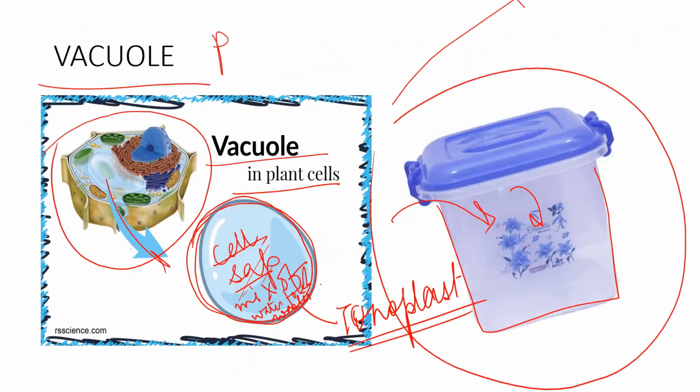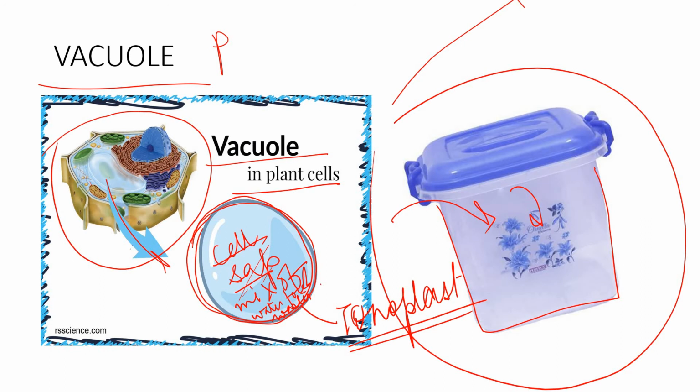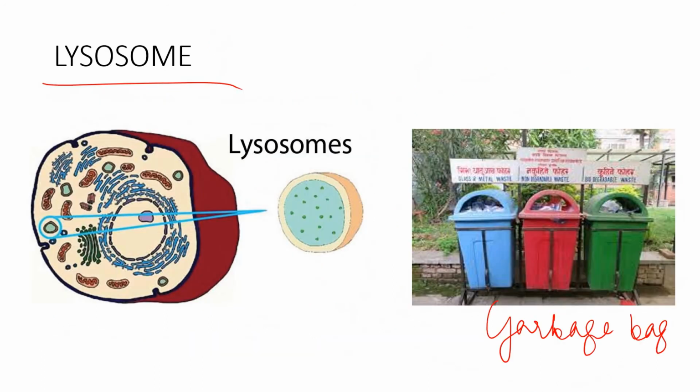Next we move to lysosome. What is lysosome? Remember, lysosome is just like a garbage bag. You see, vacuole is also like a storage box. At home, we don't store unwanted material in this storage box. We will store only those things which may be required later, useful things sometimes. But these lysosomes are basically just like the garbage bag.